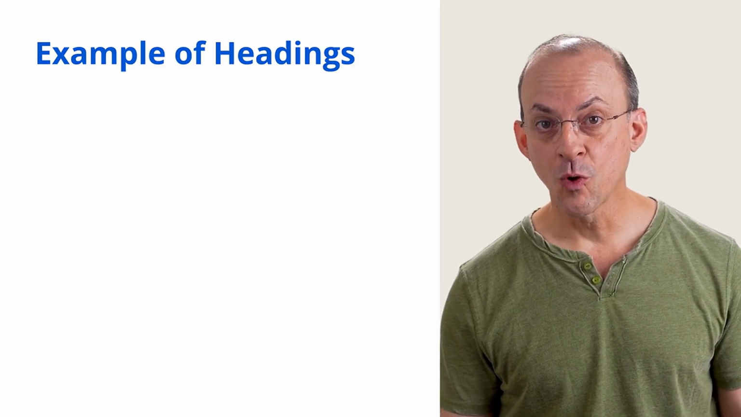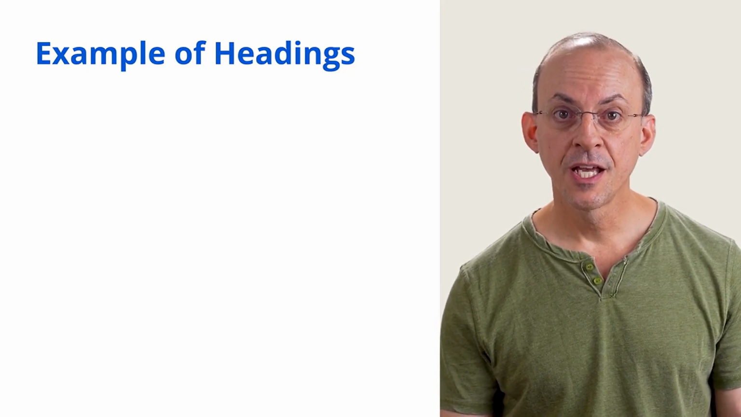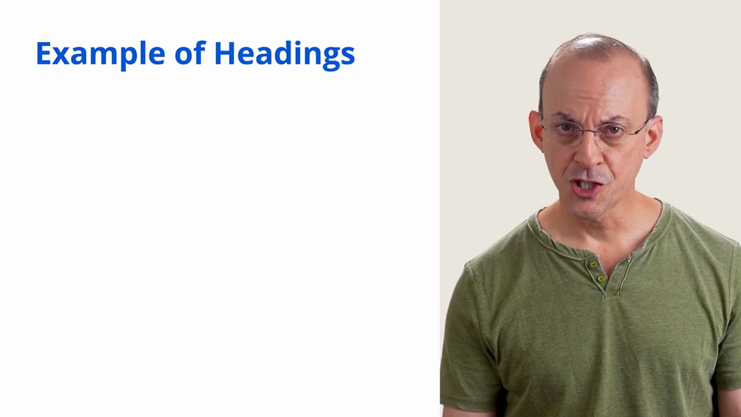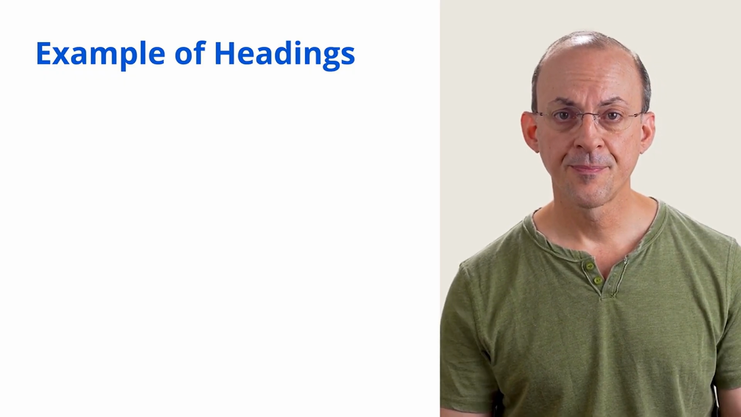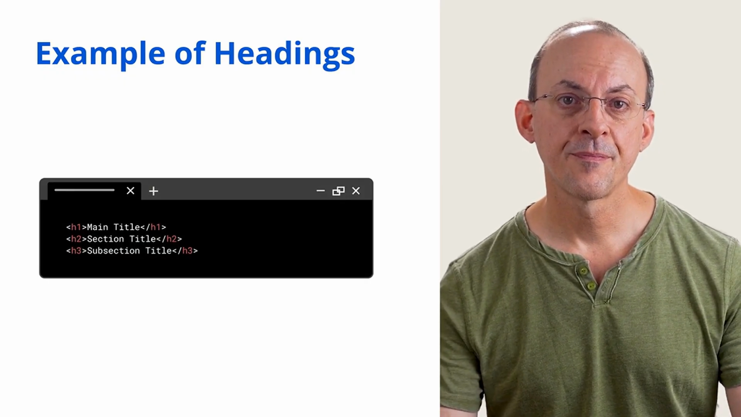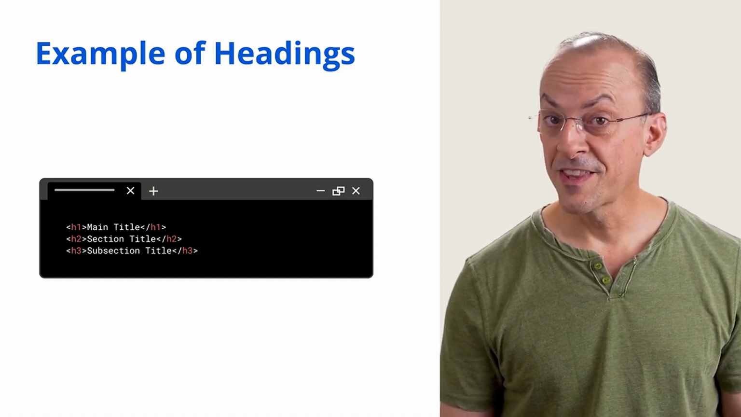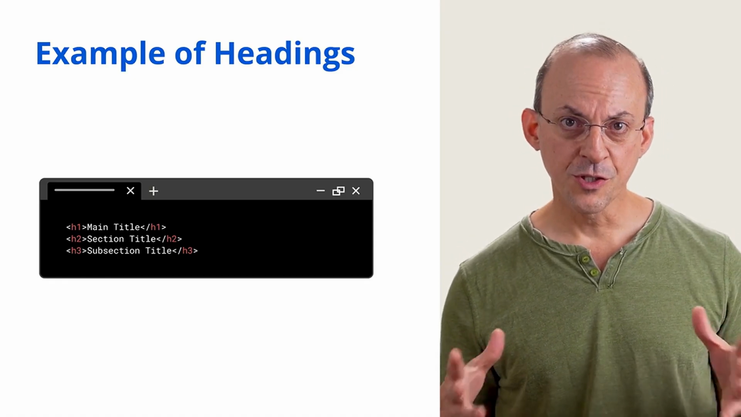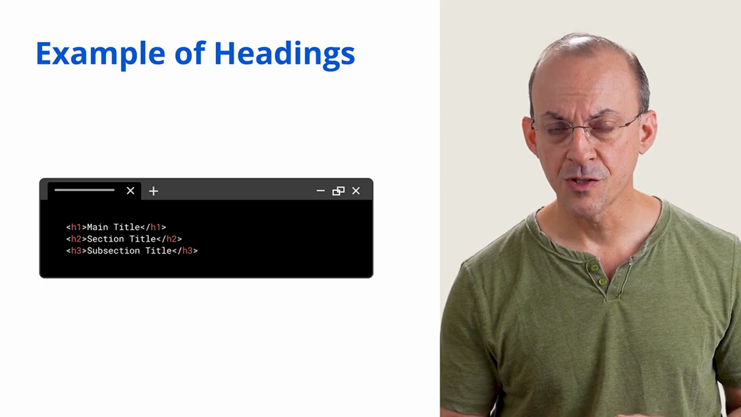Let's start with headings. Think of them as the titles and subtitles of a book, organizing your content in a clear hierarchy. For example, you might use an H1 tag for the main title of your page, and H2 or H3 tags for section titles or subtitles. Here's how it looks in code. These tags not only affect the size and weight of the text, but also help search engines and screen readers understand the structure of your content.